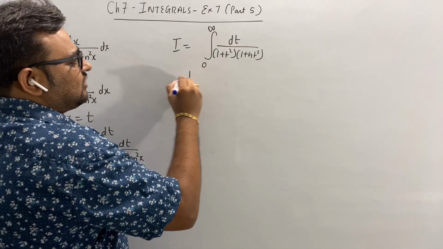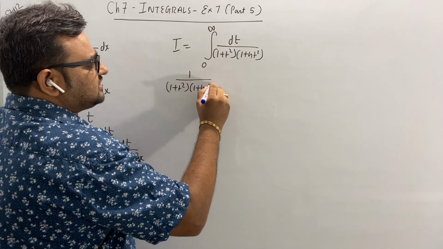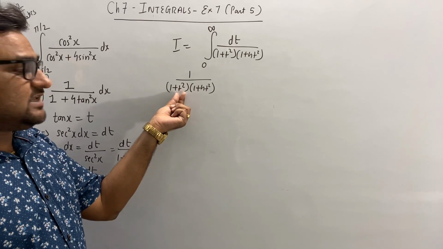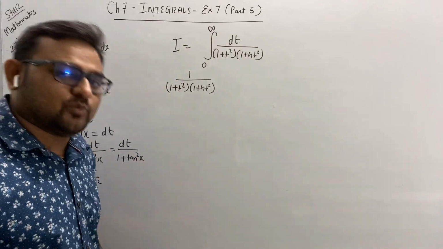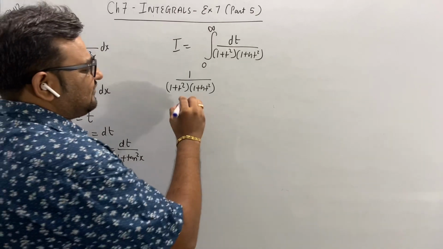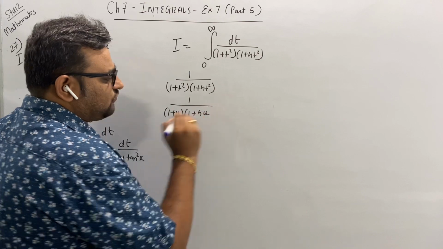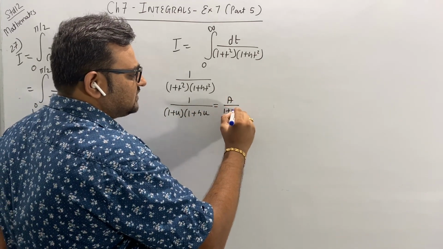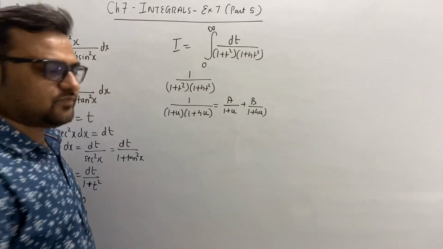Okay, so see, I got 1 upon (1 plus t square)(1 plus 4t square). So now what we will take, we can take this t square as u, just to split the numerator. I'm not taking t as u, I'm just considering it. So if I consider this, it can be 1 upon (1 plus u)(1 plus 4u), which will be equal to a upon 1 plus u plus b upon 1 plus 4u.